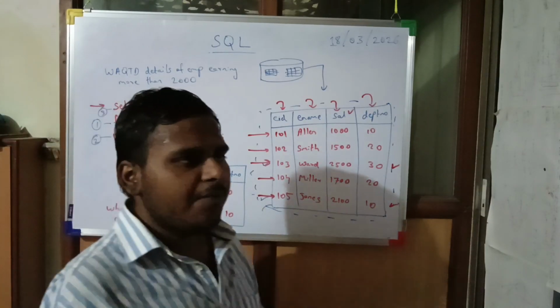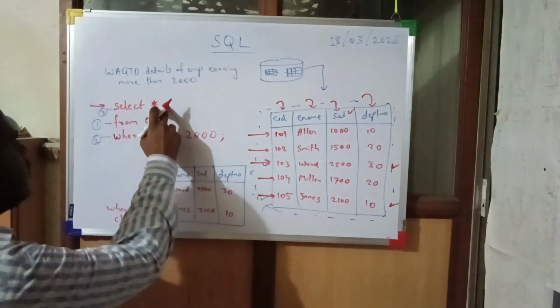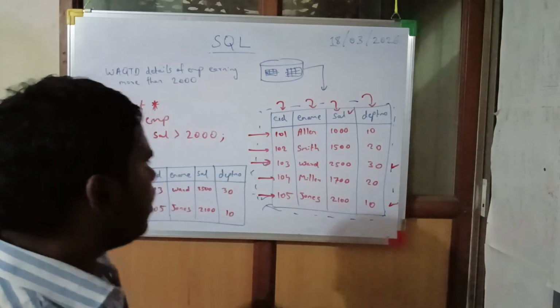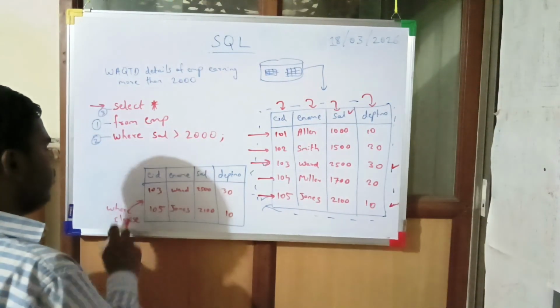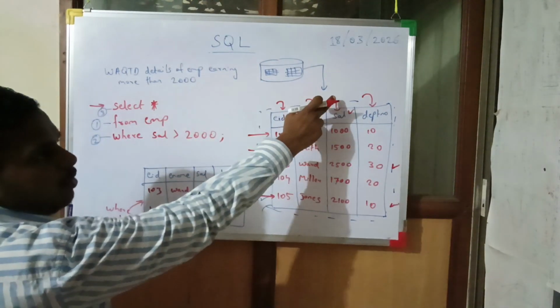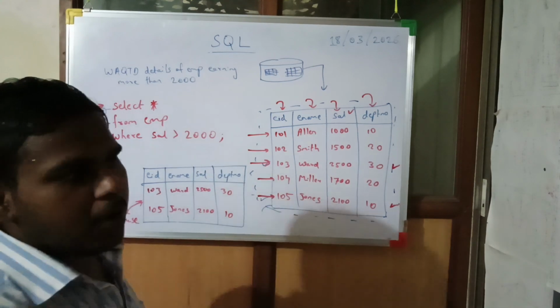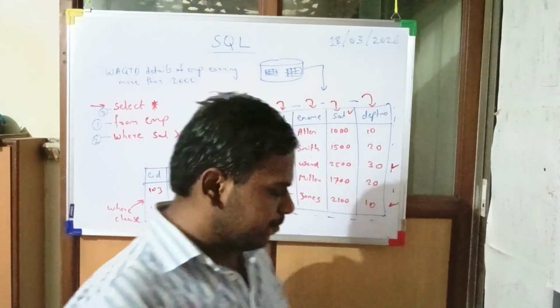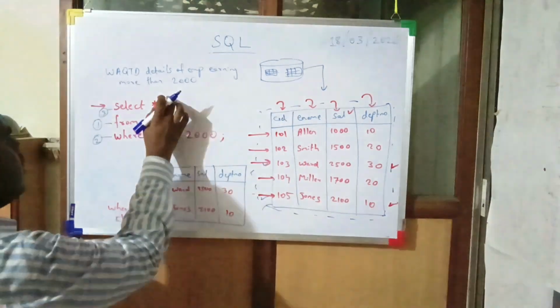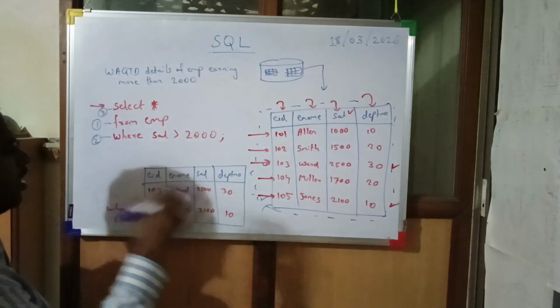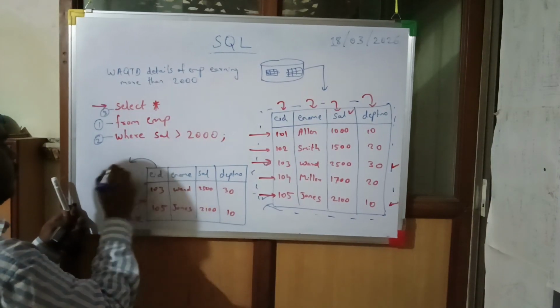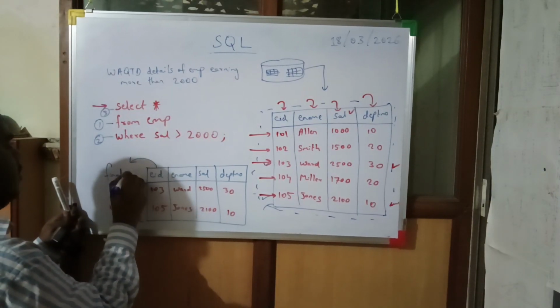Now after execution of the where clause, which clause executes? The select clause will execute. The select clause will go to the result of the where clause, because the rows have already been filtered. From this, what I want to display is specified by the asterisk, which means the entire set of columns. So this is the final output.